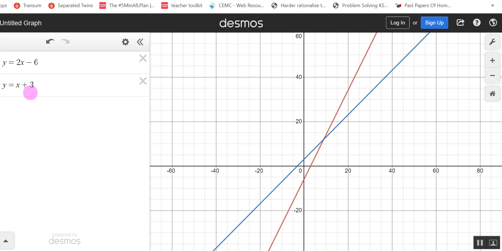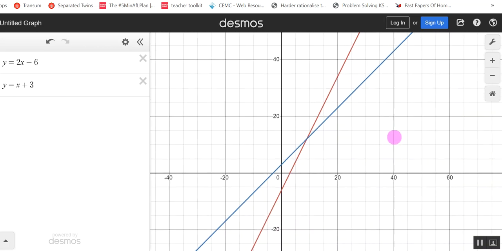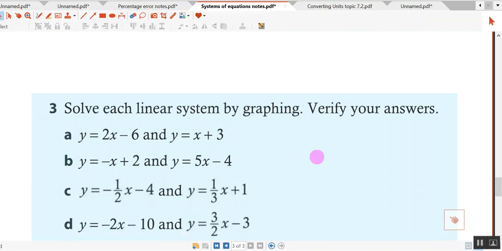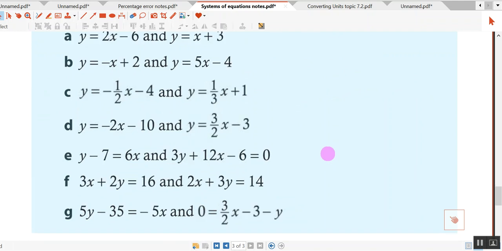This one starts at +3. So the blue one starts higher but goes up slower. The red one starts lower but goes up quicker. Therefore, it makes perfect sense that they will eventually meet, right? Where do they meet? They meet in the middle. If we click, it tells us 9 and 12. Now, what do I do with that information?